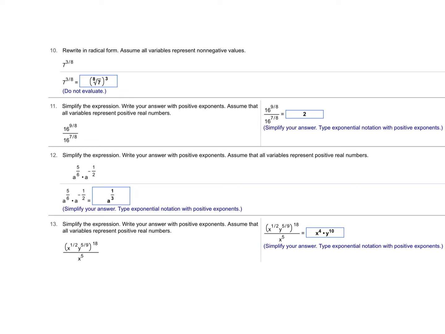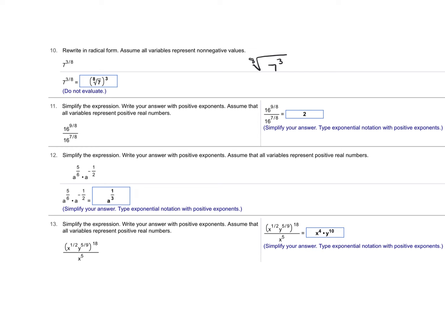Seven to the 3/8 power. I can't actually simplify that, so I'm just going to rewrite that. I'm taking the 8th root of 7 cubed. And now the program is going to mark it right, whether you put it like they did, where they raised the whole thing to the 3rd power, or whether you raised the 7 to the 3rd power.